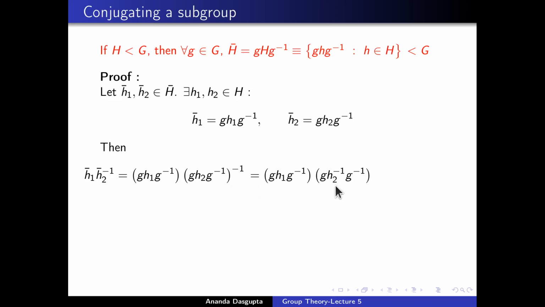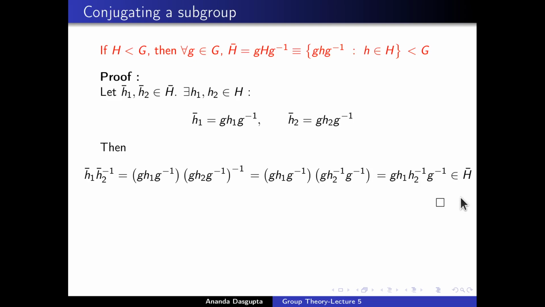But now we can use the associativity property which is there in every group to change the brackets and put a bracket around G inverse and G, which means G inverse and G will just cancel each other out. So we will be left with G h1 h2 inverse G inverse. Now h1 h2 inverse of course has to be an element of capital H. So this h1 bar h2 bar inverse is an element of capital H bar.